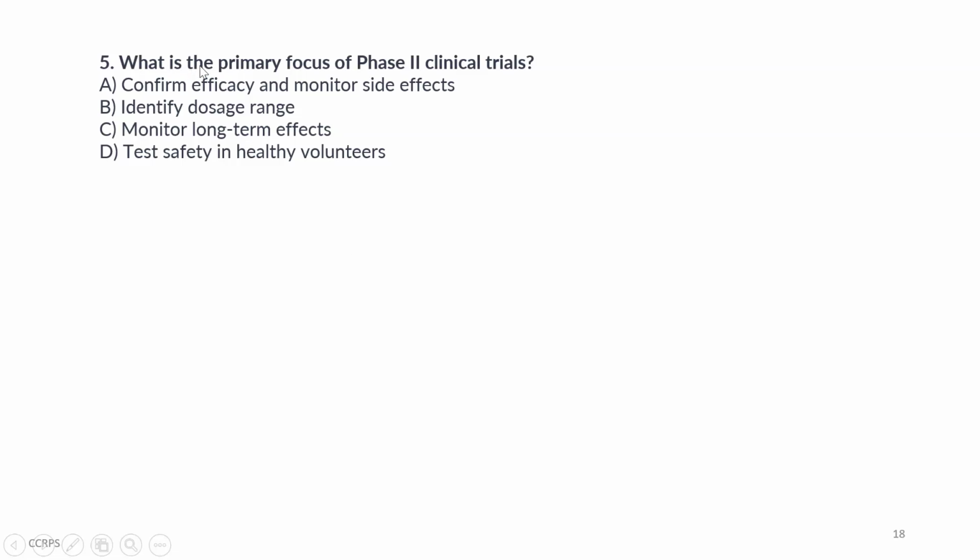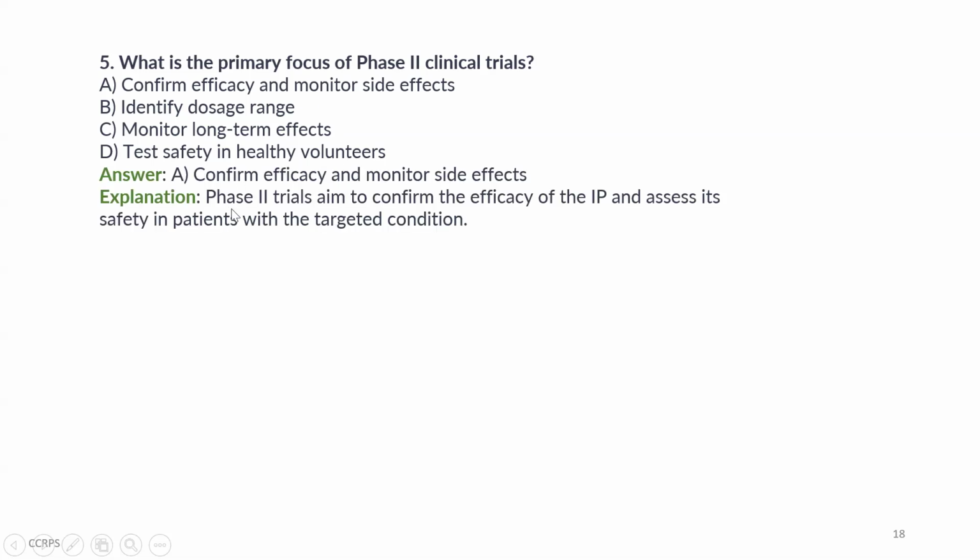Question 5: what is the primary focus of phase 2 clinical trials? It will be efficacy in addition to further safety monitoring. So A, confirm efficacy and monitor side effects. So A would be the answer. Phase 2 trials aim to confirm the efficacy of the IP and assess its safety in patients with the targeted condition, not like phase 1, healthy volunteers; with the targeted condition in phase 2.